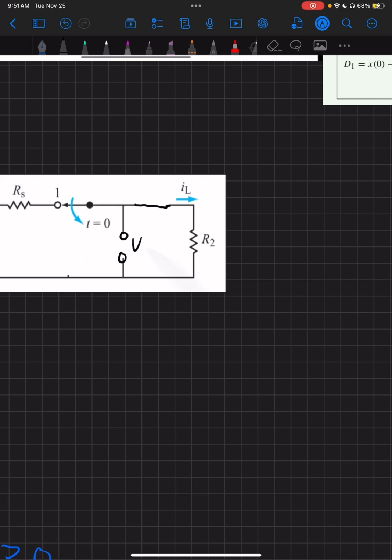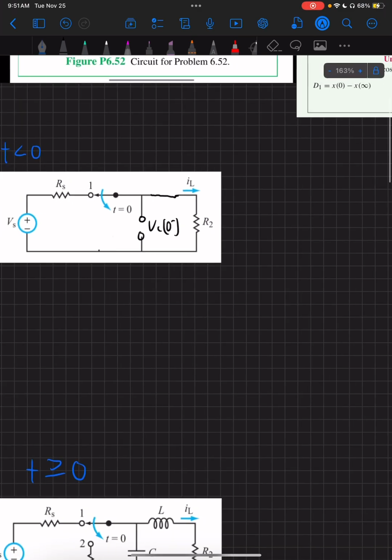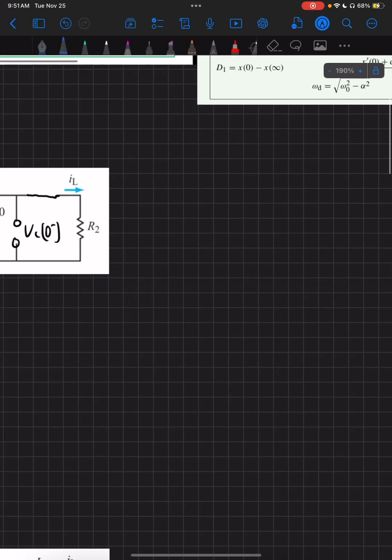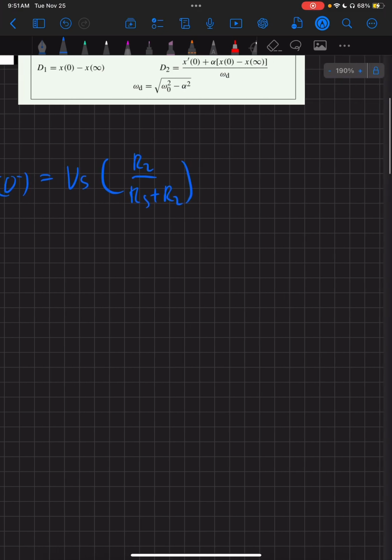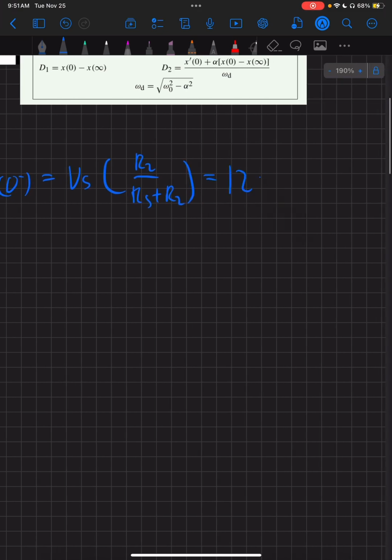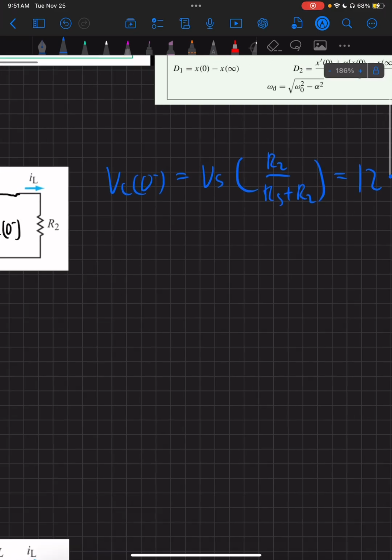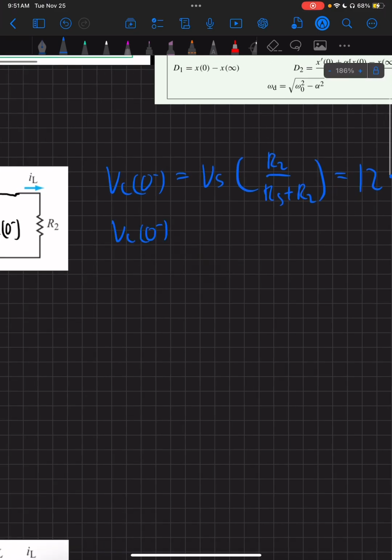The capacitor becomes VC(0-), and you're going to solve for that by using voltage divider. The equation goes like this: VS times R2 over RS plus R2 equals 12 times 1 over 4 equals 3 volts. Which just means that VC(0-) equals VC(0) equals 3 volts.